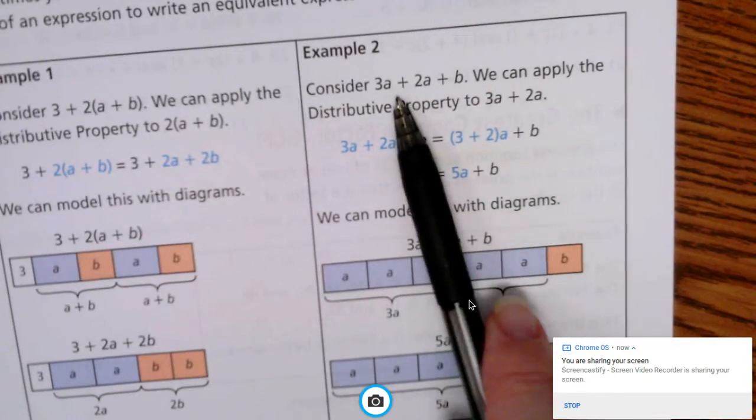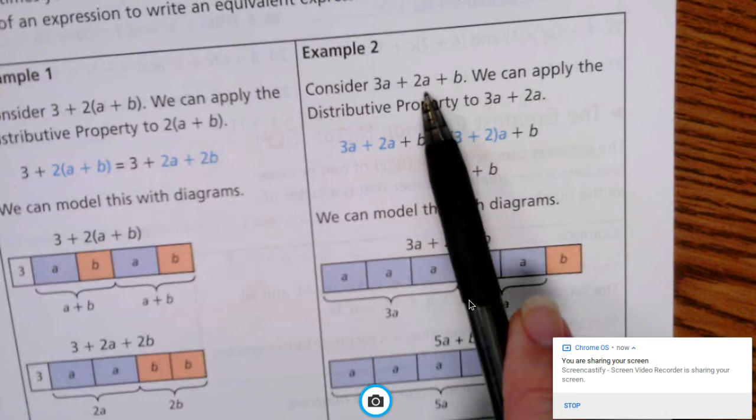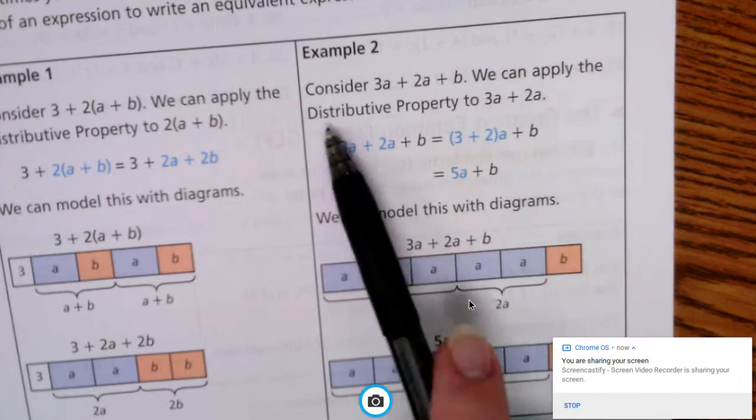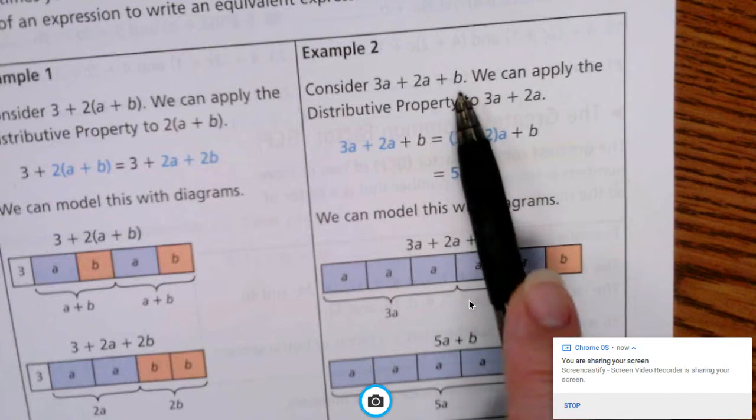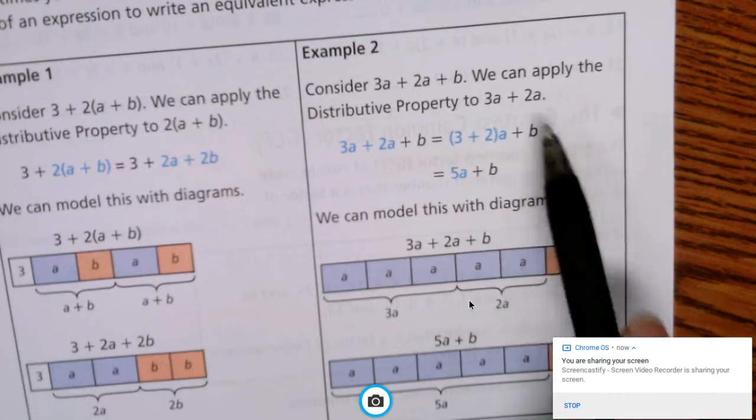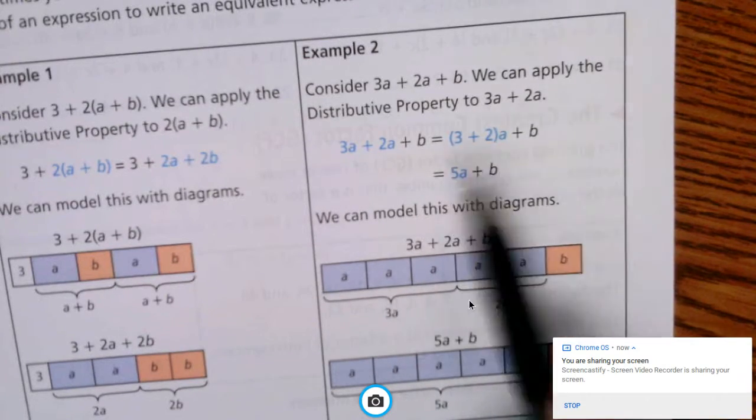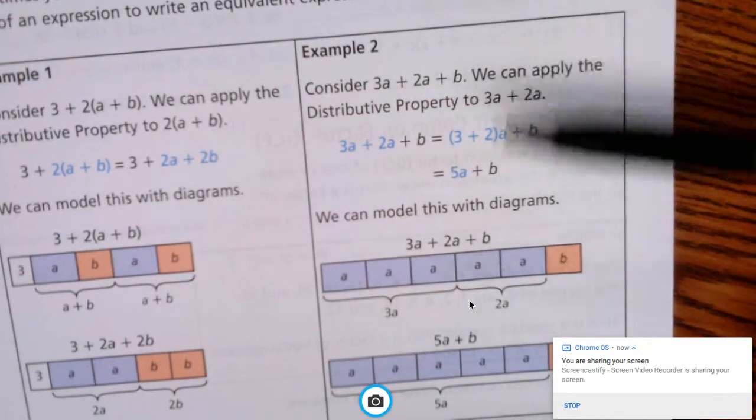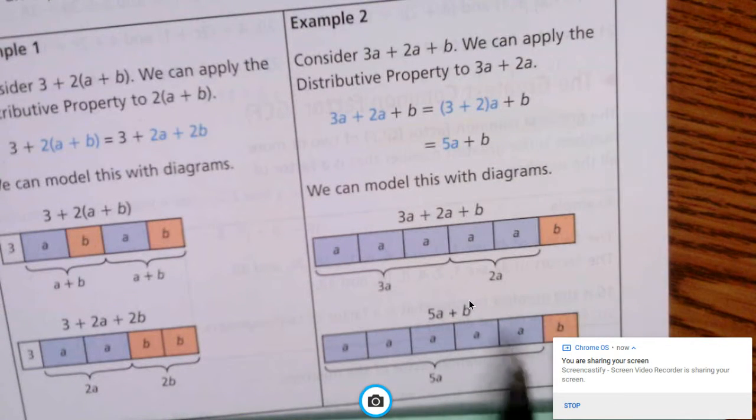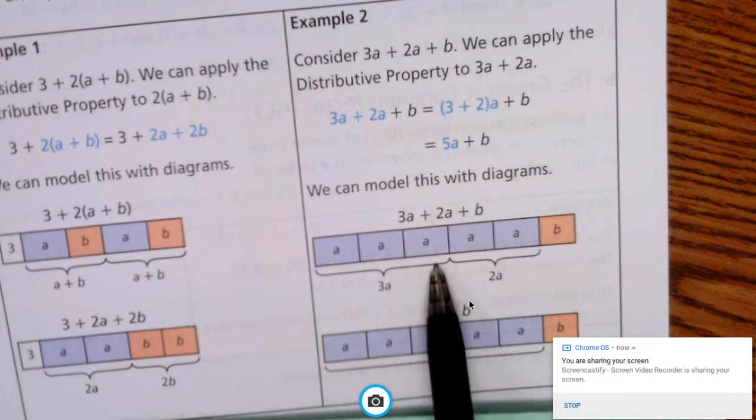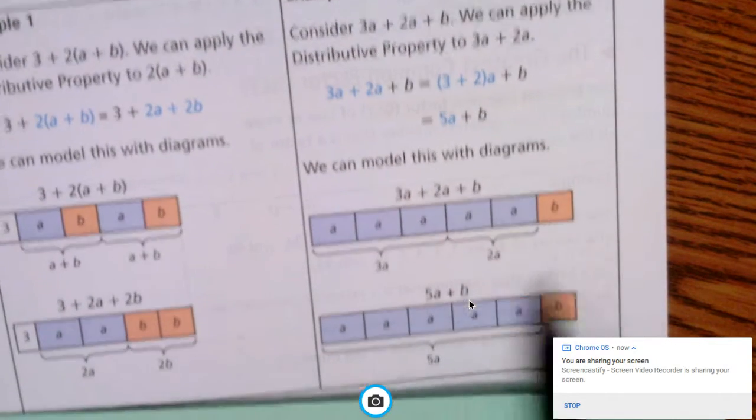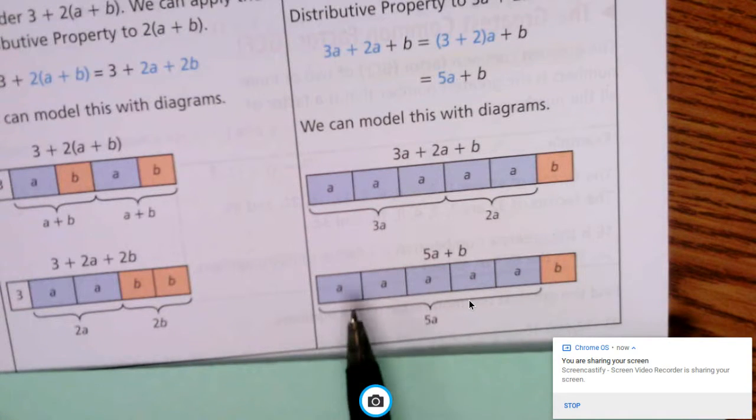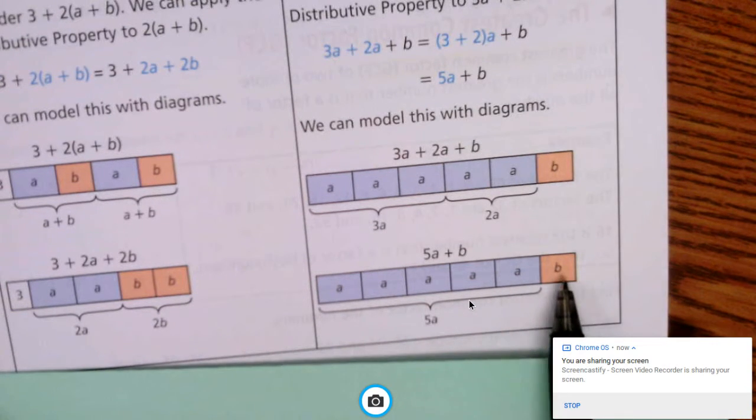Example 2 says consider 3a plus 2a plus b. We can apply the distributive property to 3a plus 2a, but we would leave that b alone. That's not involved, so we're going to leave that alone. And you can see the breakdown here. And then we would model it this way. So it's like saying 3 of a plus 2 more of a plus b could just be thought of as 5 of a, and b, just to simplify things.